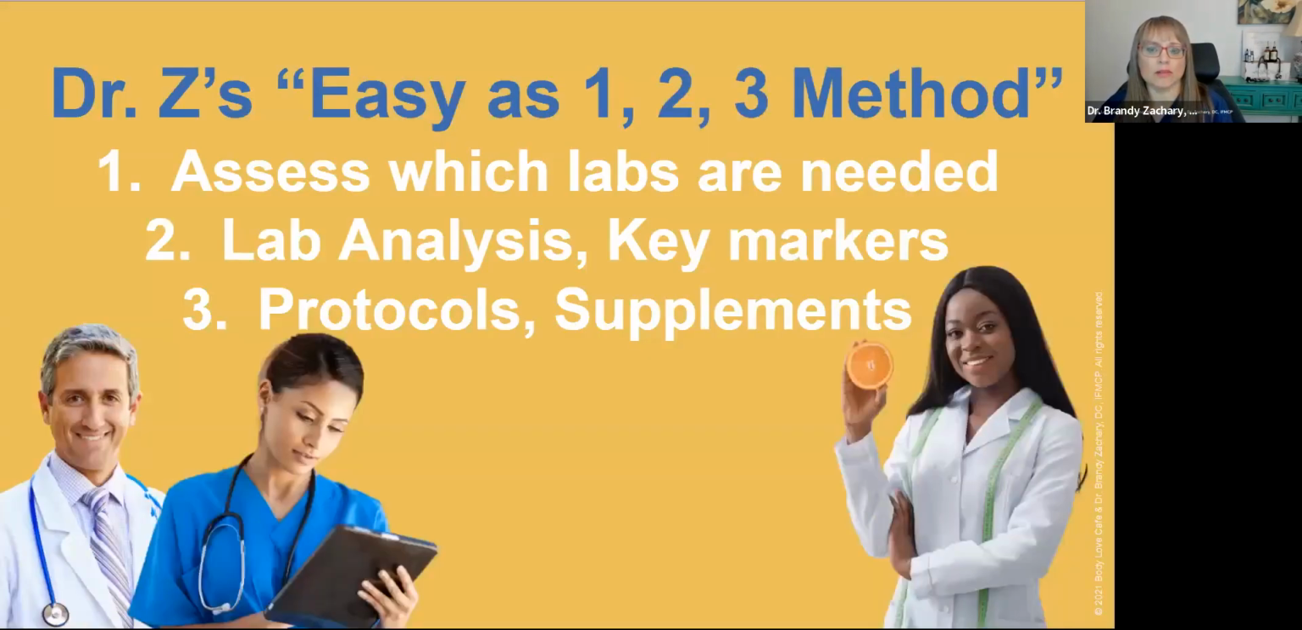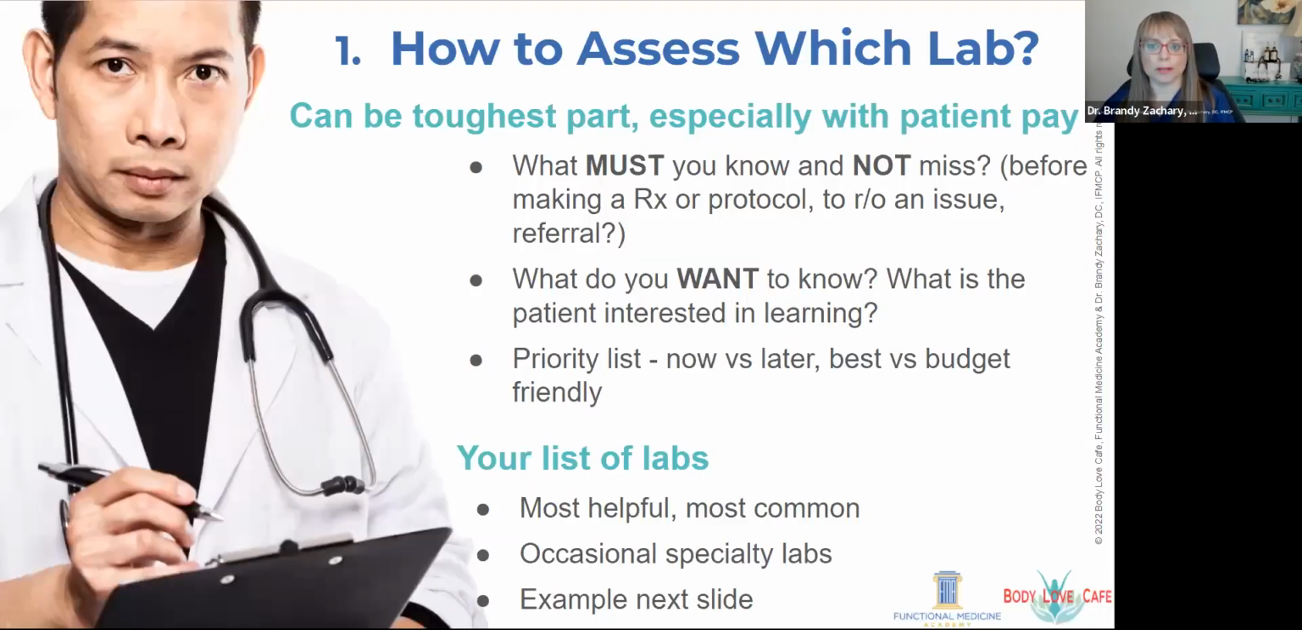All right, here's my easy 1, 2, 3 method. Number 1, assess which labs are needed. That's probably the hardest step, quite honestly, so we'll talk about that. Number 2, lab analysis and the key markers. And then number 3, connecting that to the protocols and the supplements. So that's the order we're going to go through these things. So let's do number 1.